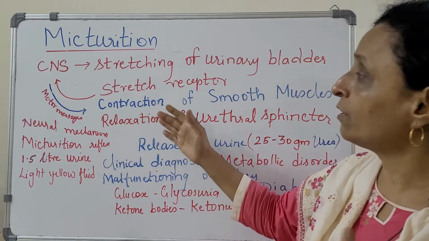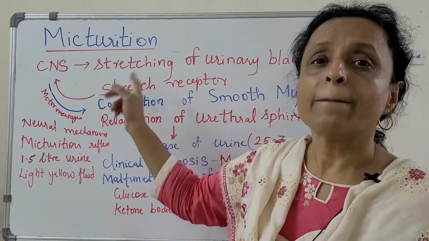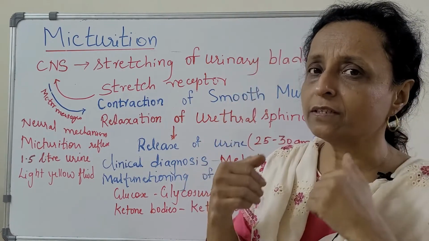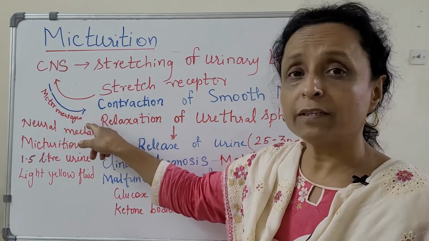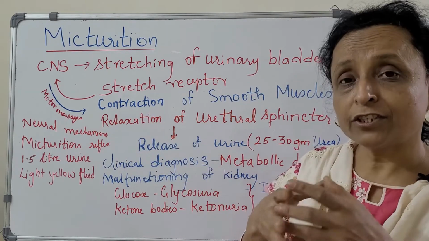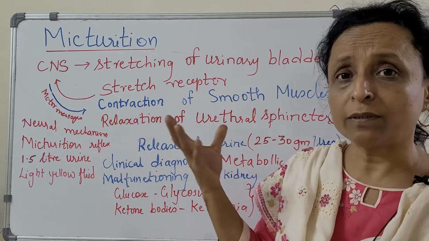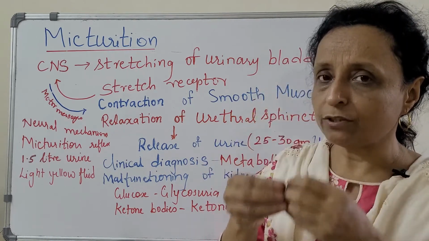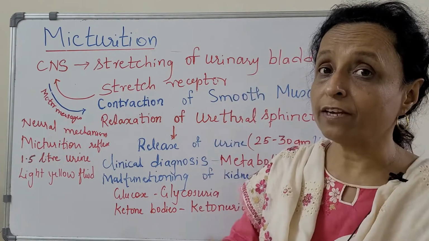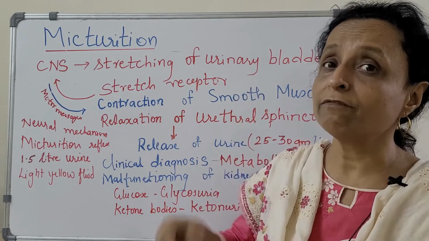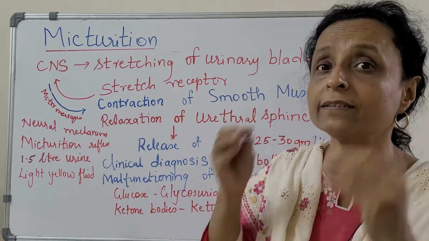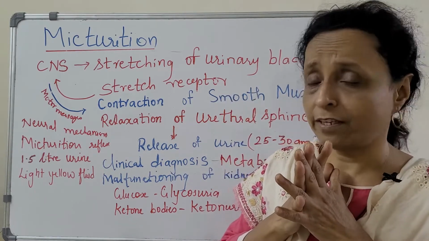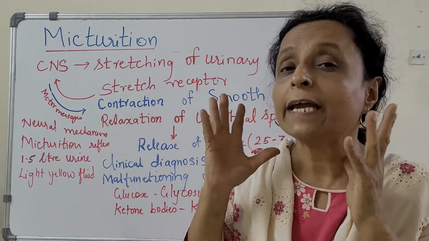So this is how the release of urine takes place: the stretch receptor sends a message to the central nervous system, which sends a message by the motor nerves. So the relaxation takes place, the urethral sphincter opens, and the wall of the urinary bladder contracts to release the urine outside. That is a reflex known as the micturition reflex, and that is the neural mechanism. That is how the release of urine takes place.